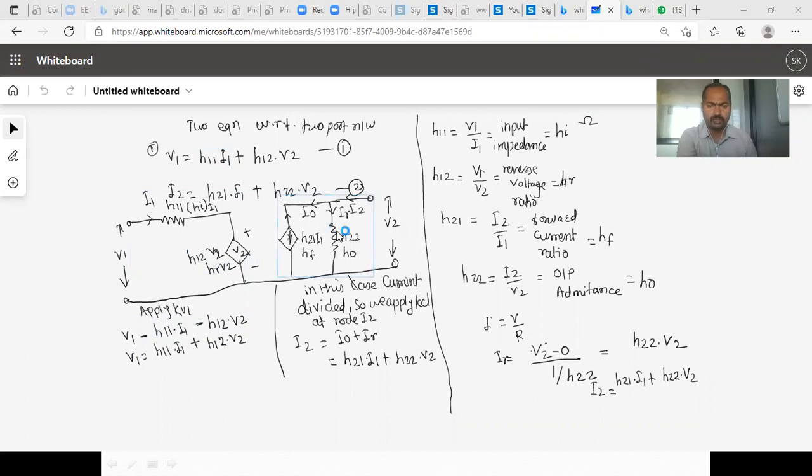For the second one, in this case we don't apply KVL because here the current is divided. So we have applied KCL. The I2 current flowing should be divided into IR and I0. I0 is the same. So I2 is nothing but I0 plus IR. I0 is only one, so I0 is nothing but H21 I1, right? H21 I1 plus IR. IR should be here.